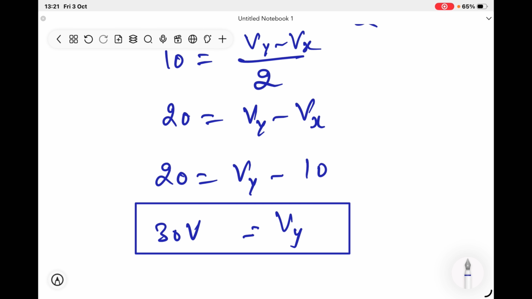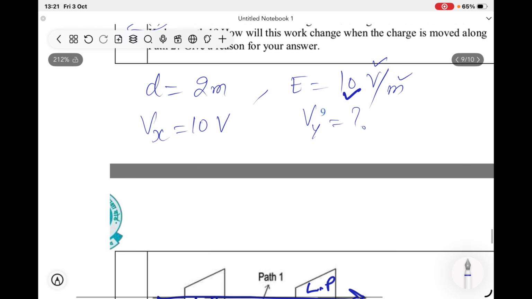So I could calculate potential at surface Y making use of this information. And now let us see the next question, in which we were supposed to find out some work. So let us go through this. What is the work done in moving this charge? So this is Q moved from Y to X along path 1 and then along path 2.